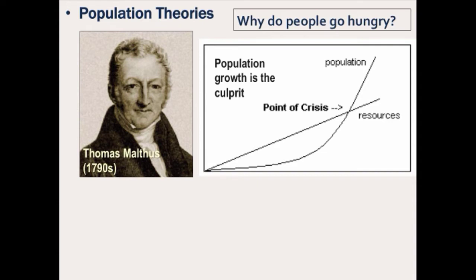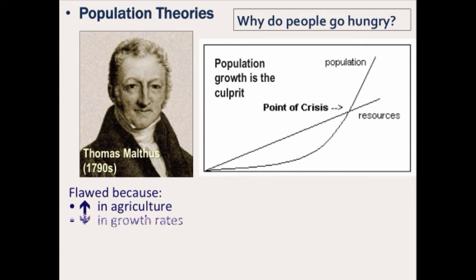Now, like most theories, it's not perfect. It is flawed. For one reason, we have increased agriculture at a faster rate, such as through the Industrial Revolution and through the Third Agricultural Revolution. And over time, there actually has been a decline in growth rates as people have gotten more and more wealthy. And as humans, we are able to move. So through colonization and migration, you can move away from a place that is relatively food poor to a place that is relatively food rich, or a place without jobs to a place with jobs.